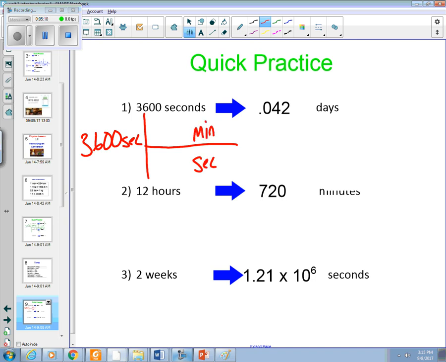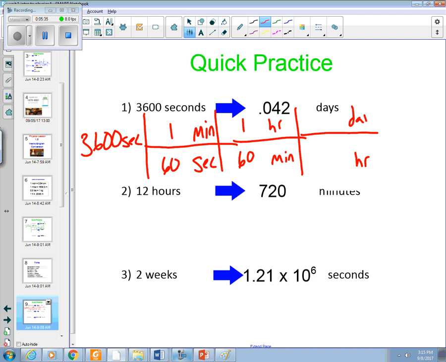Seconds, I can go to minutes. So there are 60 seconds in 1 minute. That makes sense. But we don't want minutes, we want days. So let's keep going. Minutes on the bottom. I can go to hours pretty easy. For every 60 minutes, we get 1 hour. And that used to be a pretty good TV show. All right. We still don't want hours, we want days. So let's put hours on the bottom, get rid of it, and days on the top. And for every 24 hours, there is 1 day.